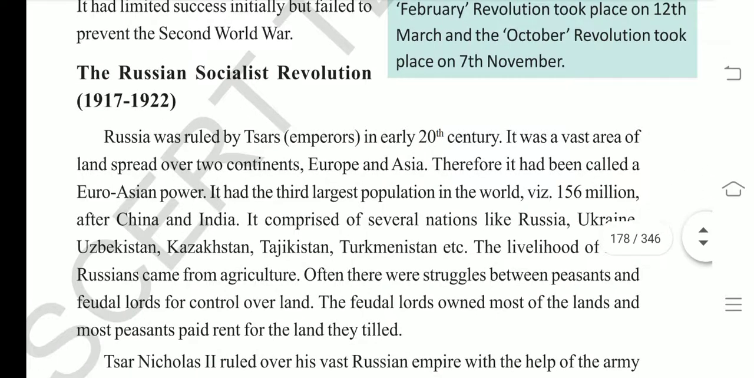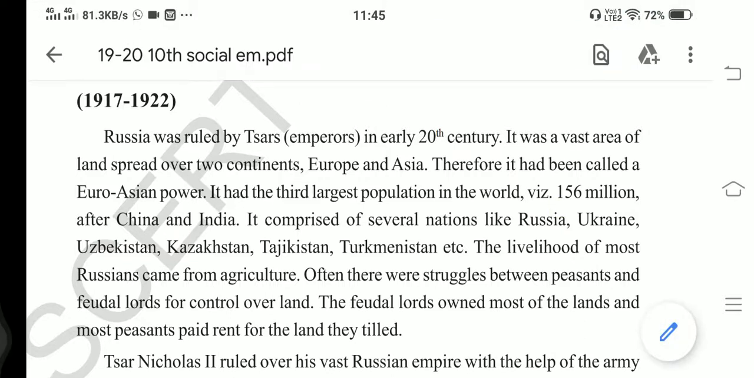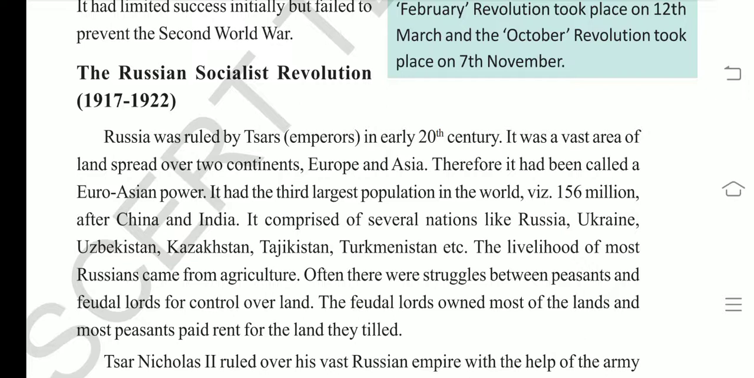Dear students, Russia was an empire. In the early 20th century, Russia was ruled by emperors called czars. Tsars, that is pronounced as czars. So czars ruled Russia in the early 20th century.